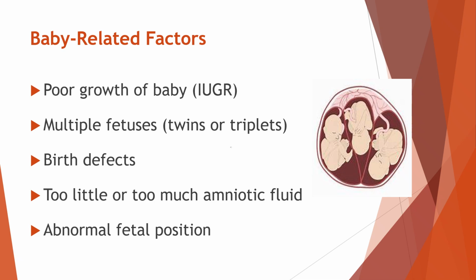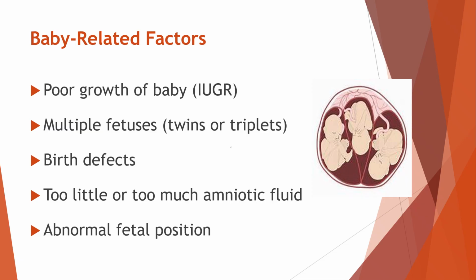Birth defects. Some babies may develop structural or genetic problems while growing in the womb. These birth defects can make the pregnancy more complicated. Too little or too much amniotic fluid. The fluid that surrounds and protects the baby inside the womb is called amniotic fluid. If there is too little or too much of it, it can cause problems during pregnancy or delivery.